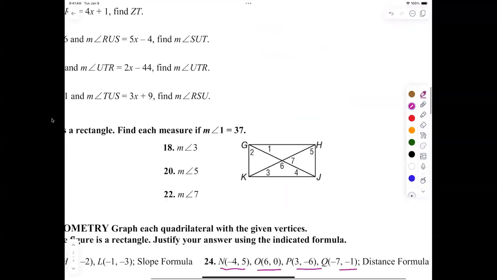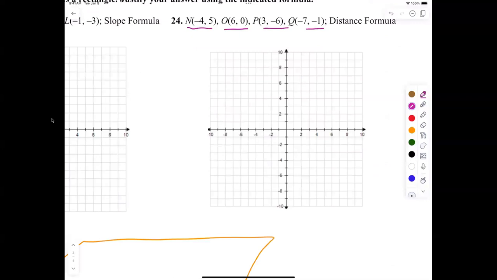So I understand what I'm saying. So if I were you, every single time I had this problem, I would just plot these points real quick, right? So if I had -4, 5, I'm going to put -4, 5, 6, 0 over here. 3, -6 would be here. And then -7, -1 would be here. Right? So -4, 5 is N, 6 is O. So they are in the right order. Do you agree? Yeah. So all I have to do is calculate what NP is. Do you agree? Yeah. And calculate what QO is. Do you agree with that?